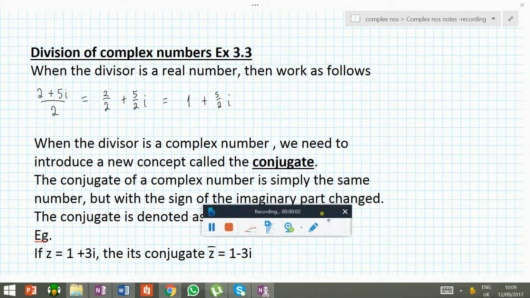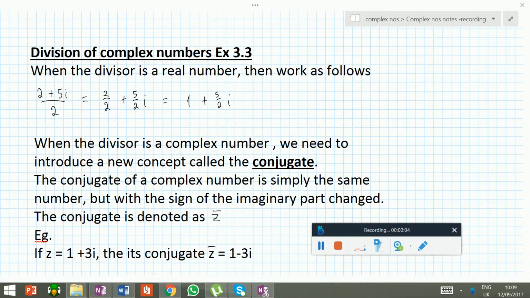Okay, we're moving on to exercise 3.3, which deals with division of complex numbers. We start out by looking at the case where your divisor is a real number, in this case 2. It's easy enough. All you've got to do is take the 2 divided by the 2, and then take the imaginary part, the 5i, divided by 2, and you end up with 2 over 2 is 1 plus 5 over 2 times i.